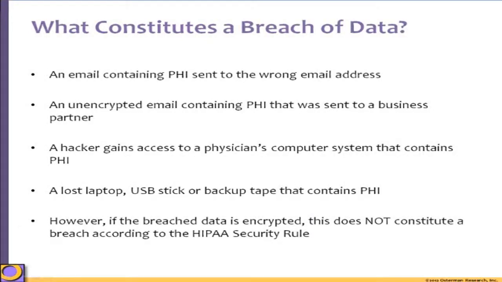So what constitutes a breach of data, a breach of PHI? Well, for example, if an email that contains PHI, linking maybe a social security number to a prescribed medication, is sent to the wrong email address, if that is sent unencrypted, that constitutes a breach of data. If you have an unencrypted email that was sent to a business partner, even if it was not intercepted by an unauthorized party, if it was sent unencrypted, that constitutes a breach.